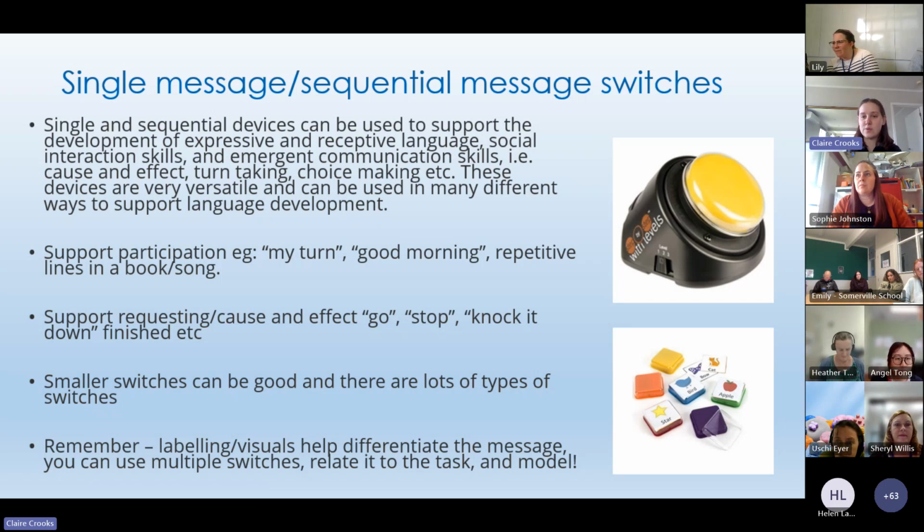So people in schools can use it for my turn or their good mornings. With our littlies, we often use it for repetitive songs or books so that they can engage in it and be a part of it or interrupt someone while reading a book, not just being read to. Again, supporting that cause and effect with go or stop or knock it down. So that if you're building a tower and they physically are unable to build that tower themselves, they can have a say if it's time to knock it down. So really, again, good for those people who have difficulties manipulating things in their environment or participating in their environment.